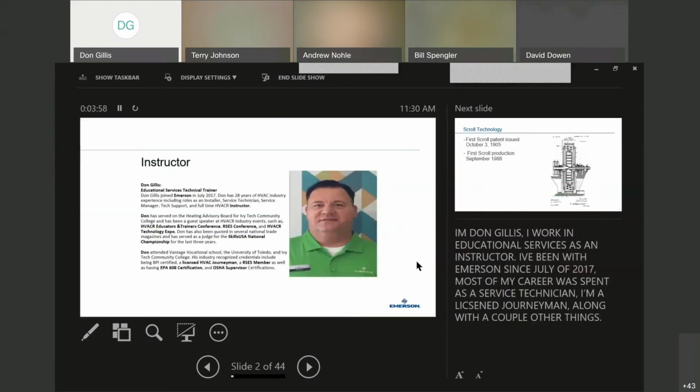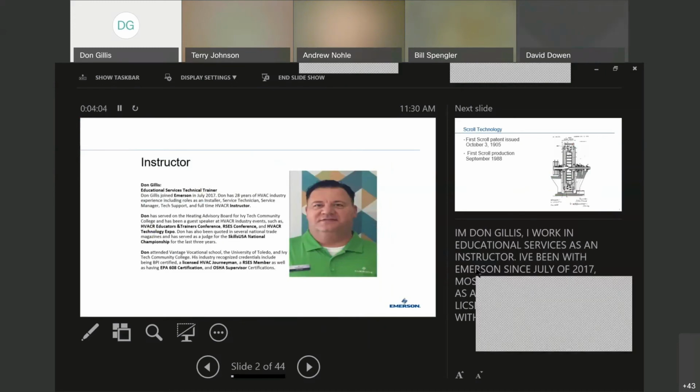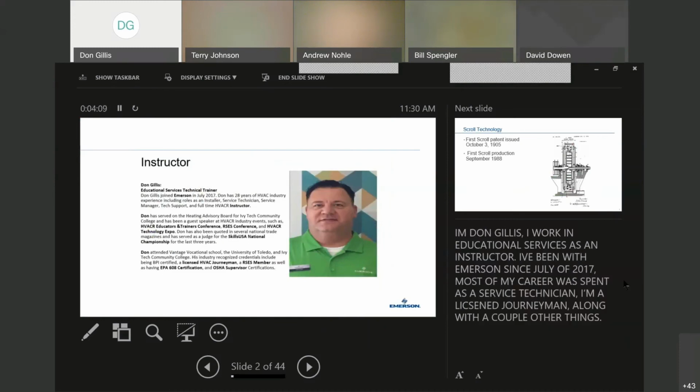Again, I'm Don Gillis. I work under Educational Services. I've been with Emerson since July of 2017. Most of my career I spent working out of a truck as a technician. I'm a licensed journeyman, and I have a couple other things I'm a part of.